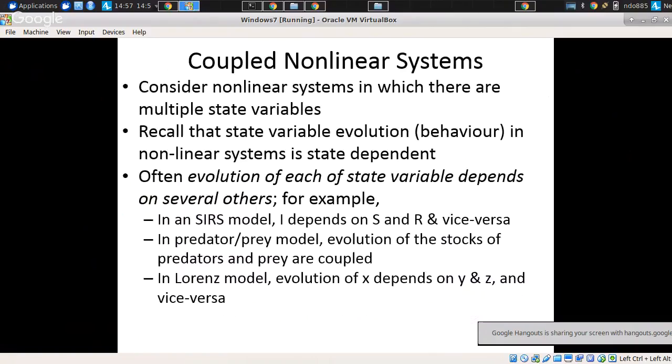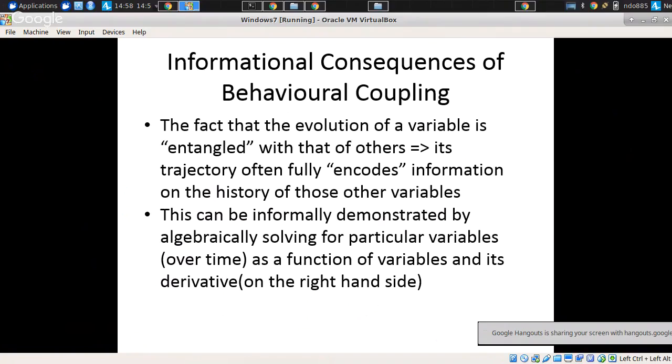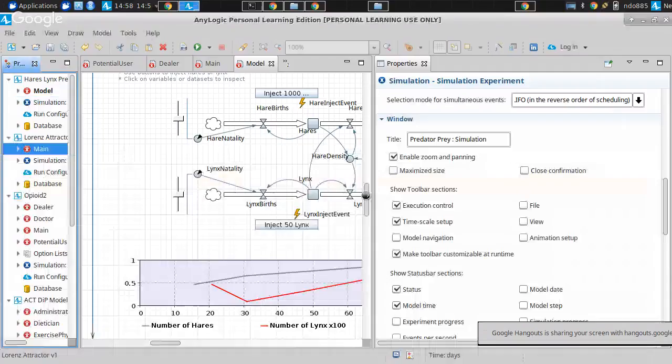So when we have these coupled nonlinear systems, a given state variable like S or the number of hares depends on the others. It depends on the number of lynx, or in the Lorenz attractor, we had x depending on y and z as well. Okay.